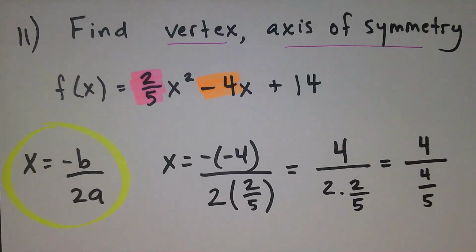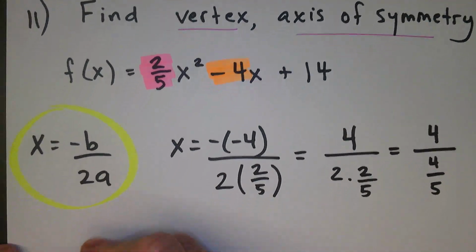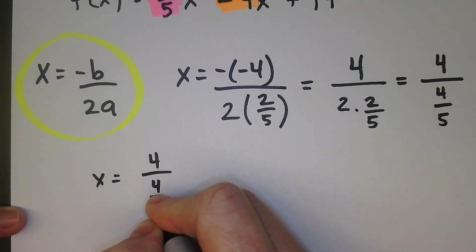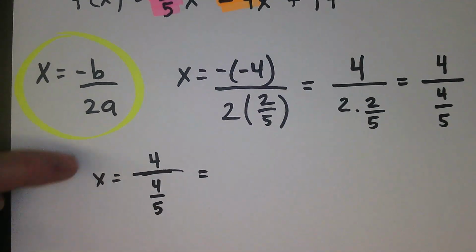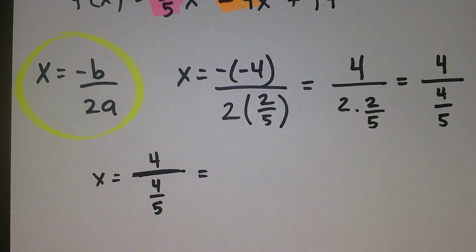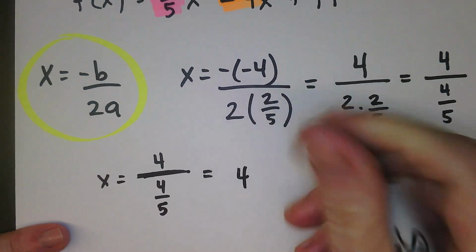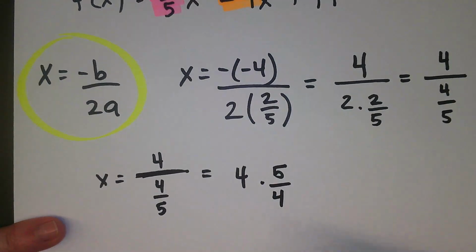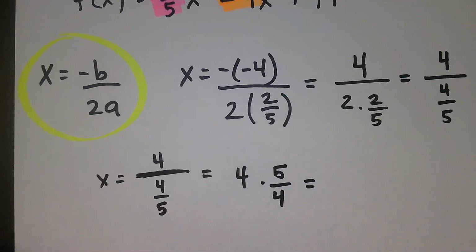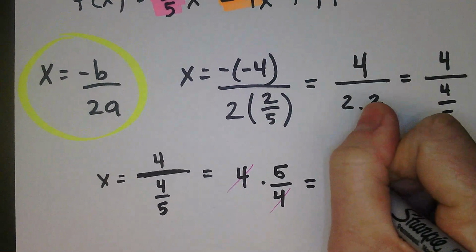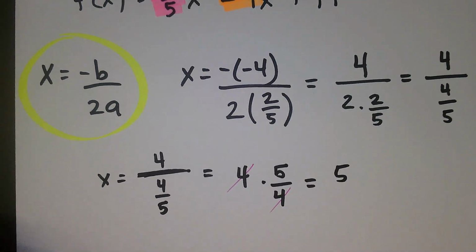All right, so I'm at x equals 4 over 4/5, which is basically 4 divided by 4/5. This big fraction bar is a division problem. When you divide by fractions, you multiply by the reciprocal. So this becomes 4 times 5 over 4. And now it becomes quite nice because these 4s will just cancel out, 1 in the top, 1 on the bottom. So I end up with 5. So my axis of symmetry is x equals 5.